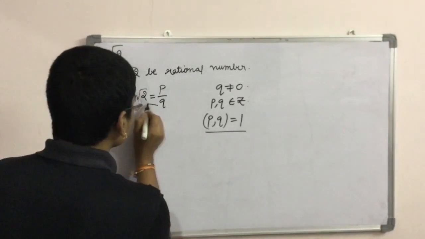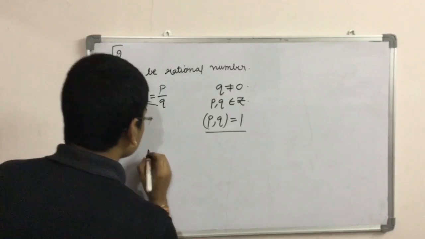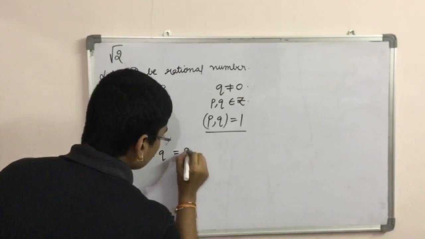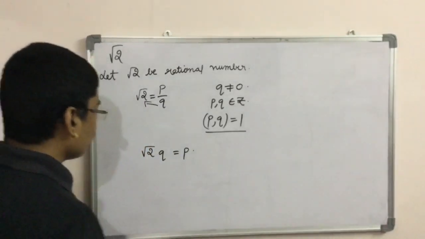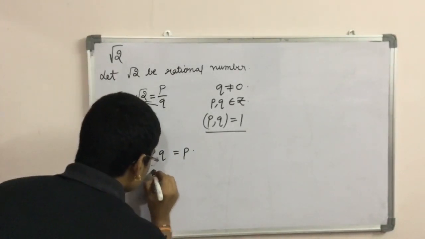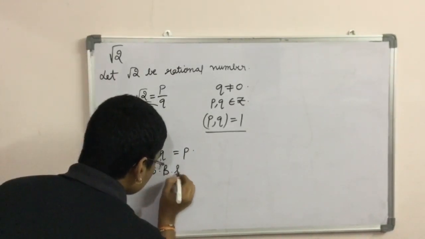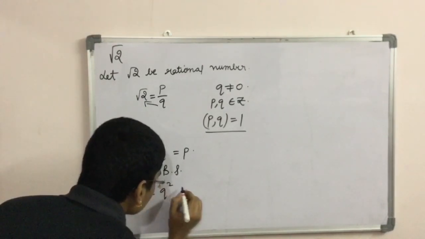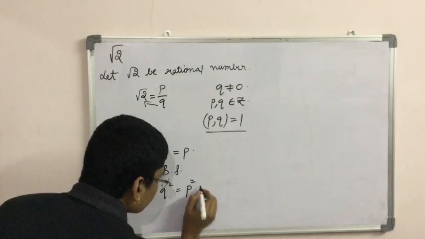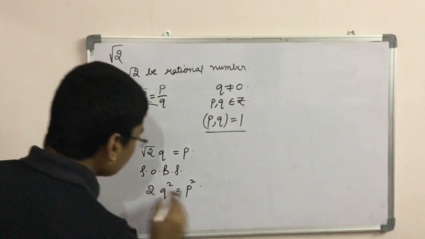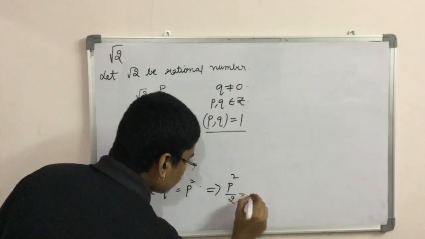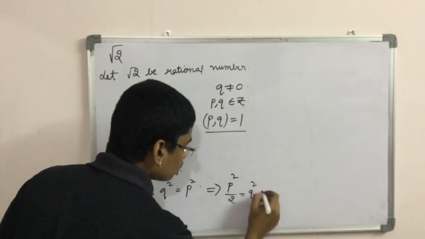Now in the next step, you take q to the other side. Then it becomes root 2 q is equal to p. Now we will square both sides. It will become 2q square is equal to p square. Now consider 2 to the other side. P square by 2 is giving us q square, right?